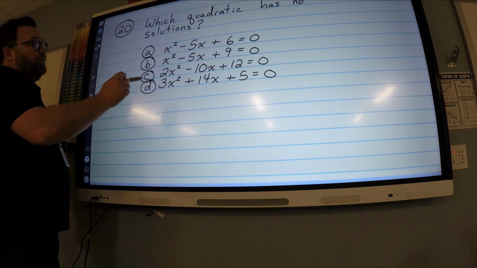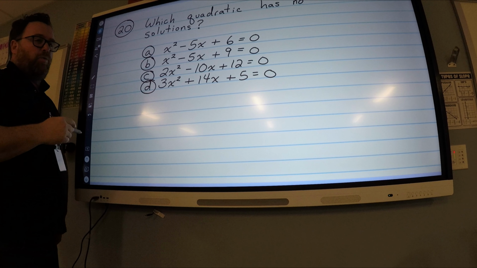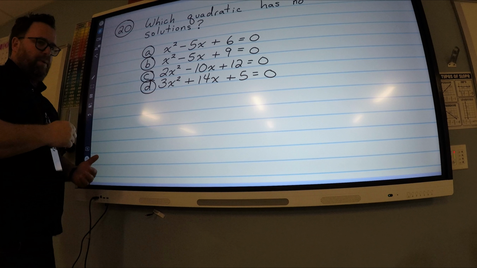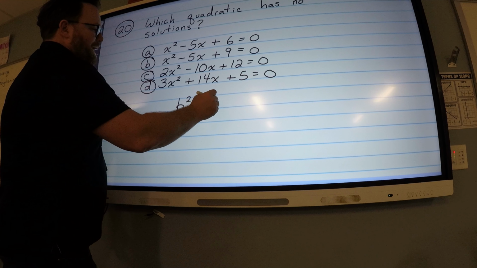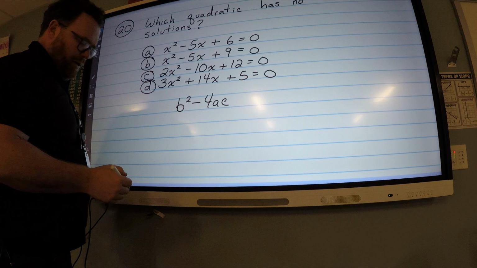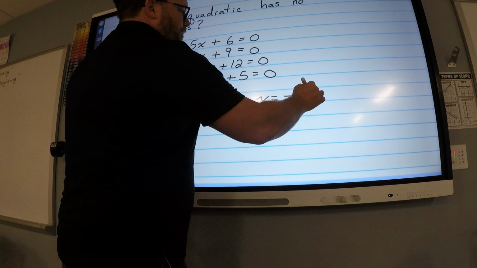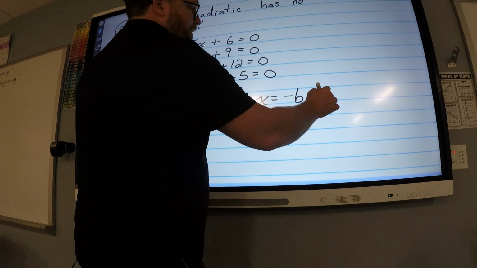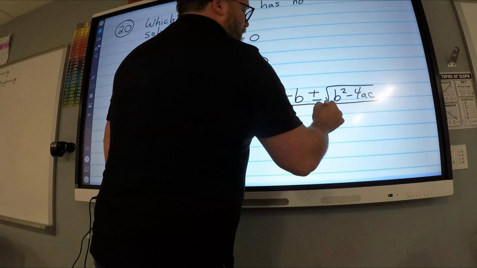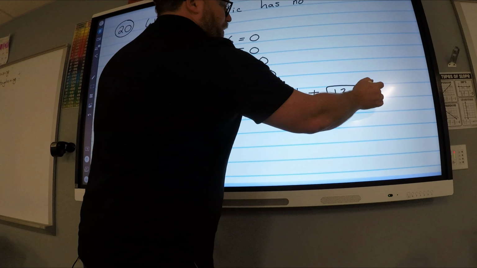All right, in this problem, we're looking at which of the following quadratics here has no solutions. And the way we're going to figure this out is based off something called the discriminant. So b squared minus 4ac. Now this is under the square root in the quadratic formula. So the quadratic formula is x equals negative b plus or minus the square root of b squared minus 4ac all over 2a. So this part here is the discriminant.